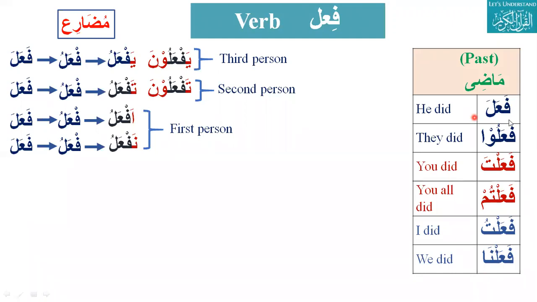So if you just group them, there are three groups. Fa'ala, fa'alu: third person singular, third person plural. Fa'alta, fa'altum: second person singular, second person plural. First person: fa'altu, I did, fa'alna, we did. You see that one word is changing its shape, and this is what we are doing here. It means that in the Quran one word will come in different forms.